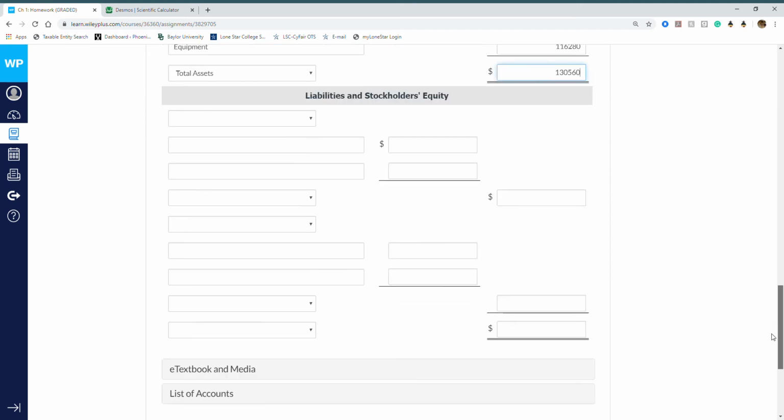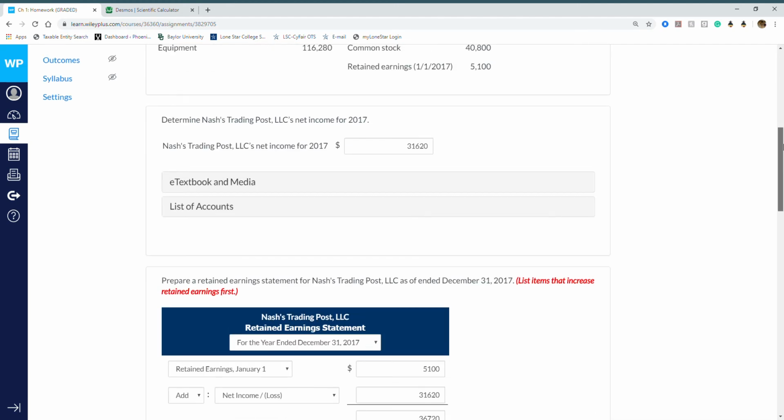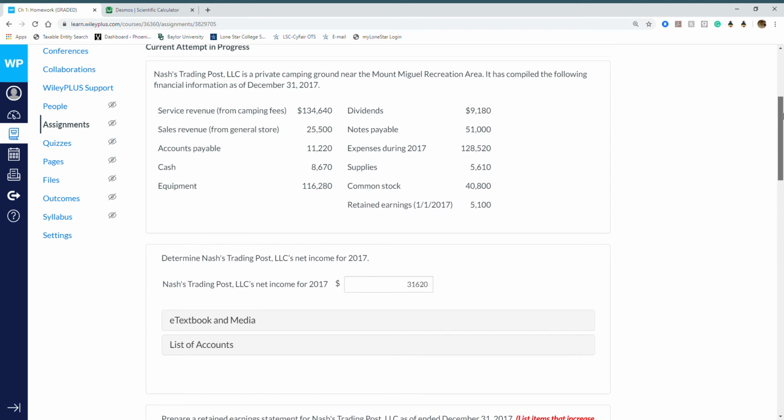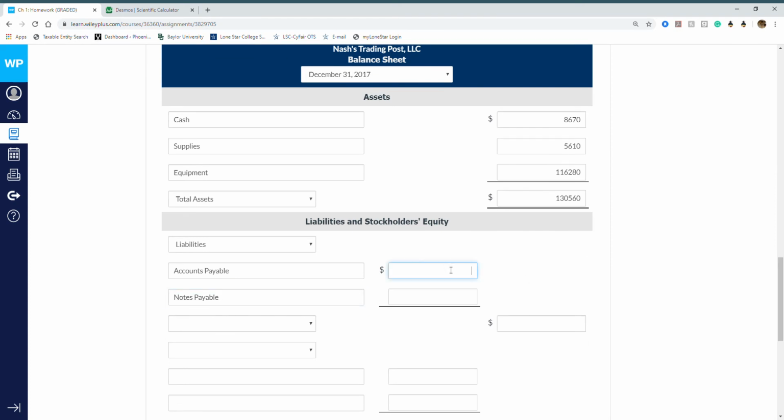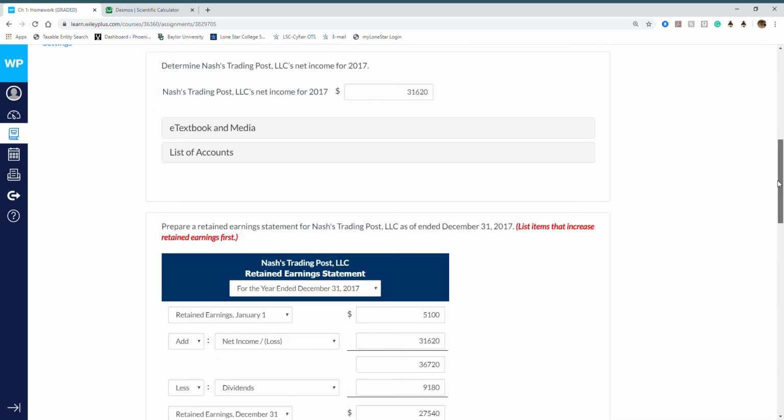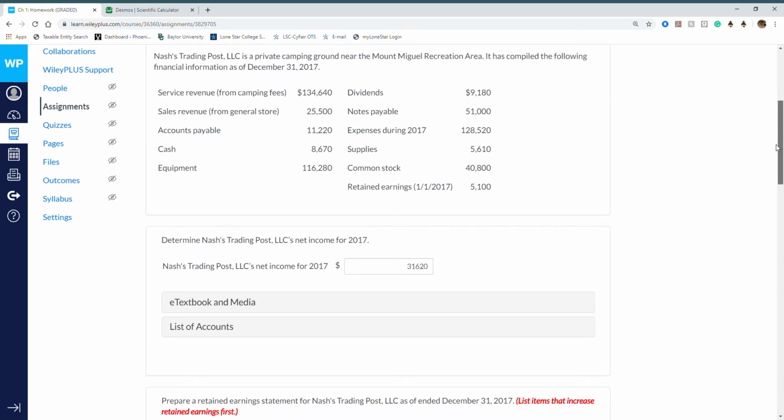Next, we have to deal with the liabilities and stockholders' equity section of the balance sheet, which always starts with liabilities. If I remember right, we had two: accounts payable and notes payable. Let's look at those. Accounts payable was 11,220. And notes payable was 51,000.